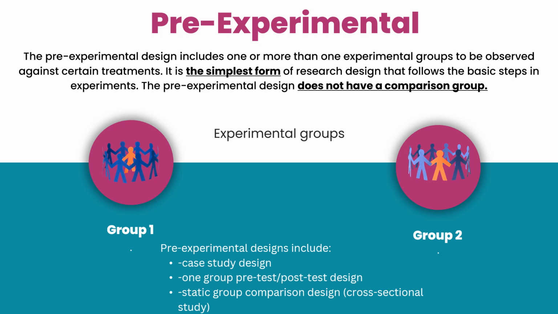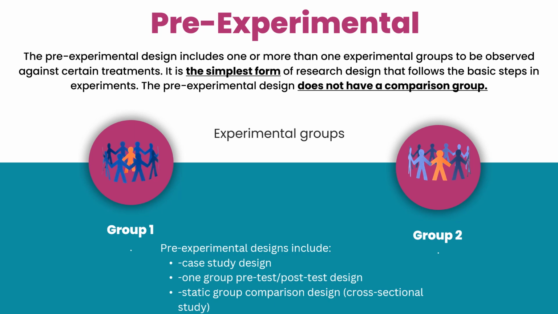So as you can see from the image, you just have two experimental groups that are being observed against certain treatments. Okay, these types of designs include a case study design, a one group pre-test or post-test design, or a static group comparison design, which is a cross-sectional study.